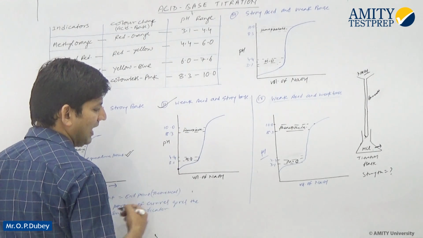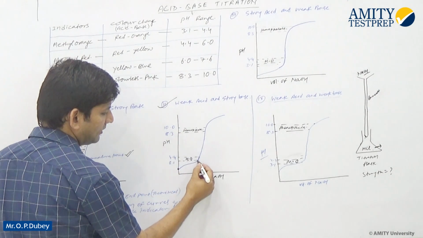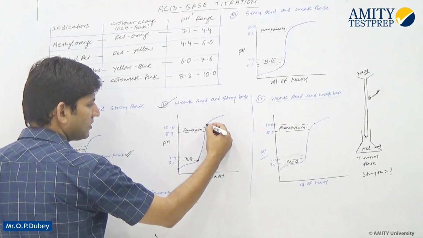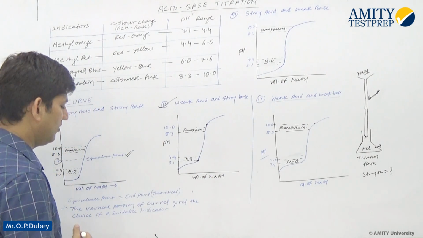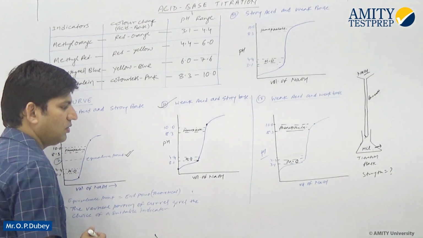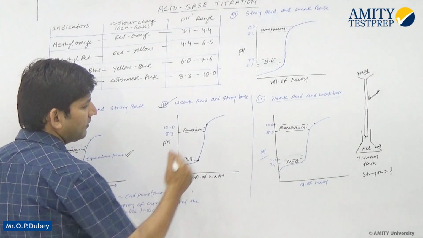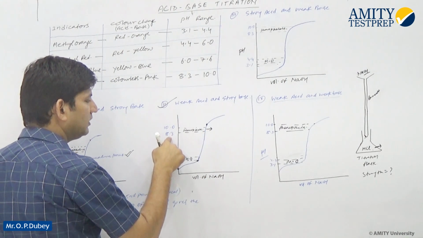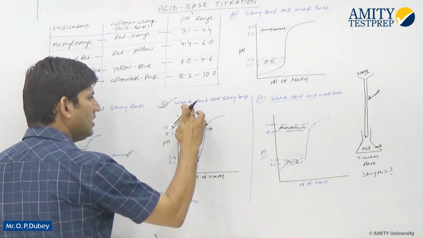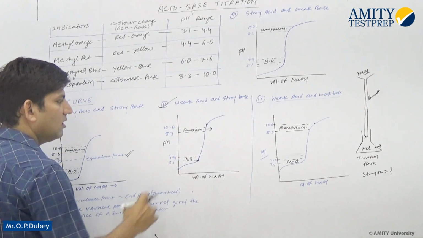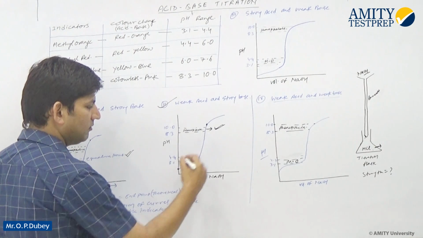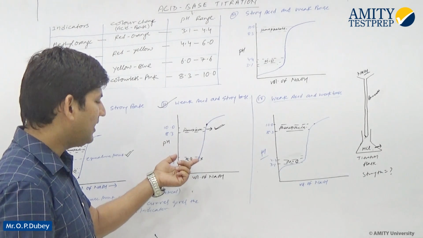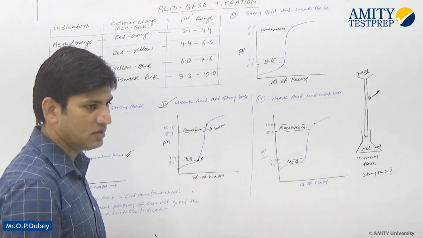And as more base is added, the change in pH is very sharp in this range. Again the vertical portion of the curve gives the choice of the suitable indicator, and in this case the vertical portion is in the range of phenolphthalein, that is 8.3 to 10. That means for the weak acid and strong base titration, phenolphthalein is the suitable indicator. Methyl orange is not suitable; it does not give the exact equivalence point of this titration.